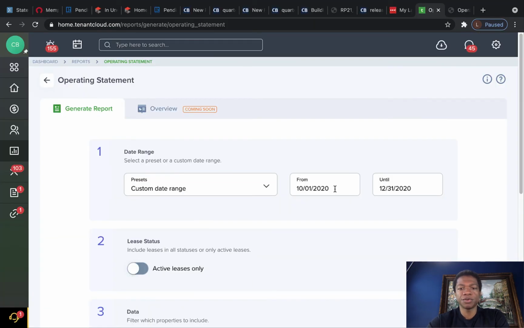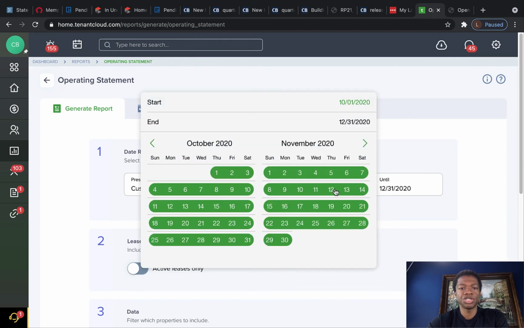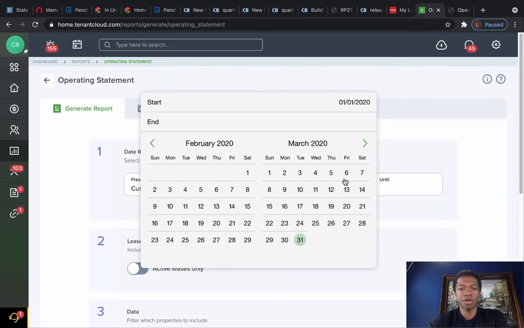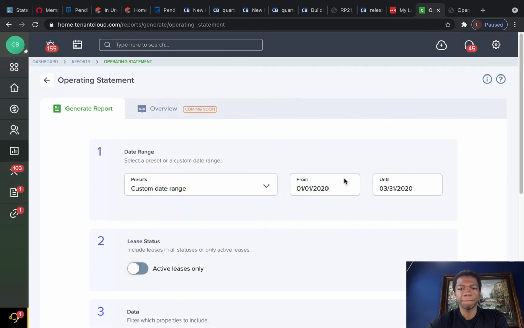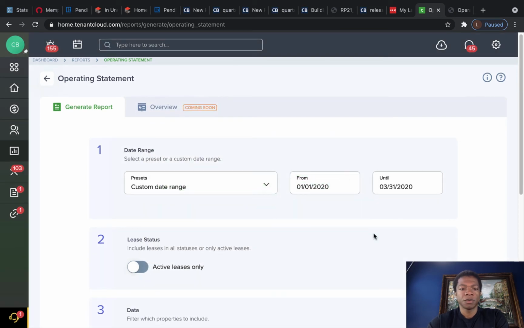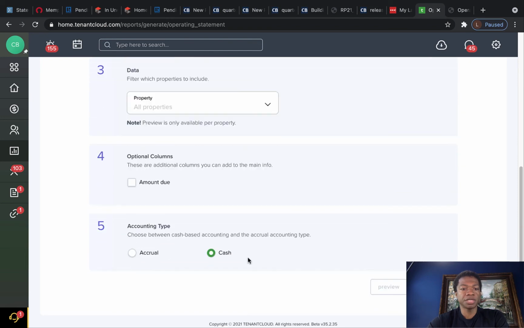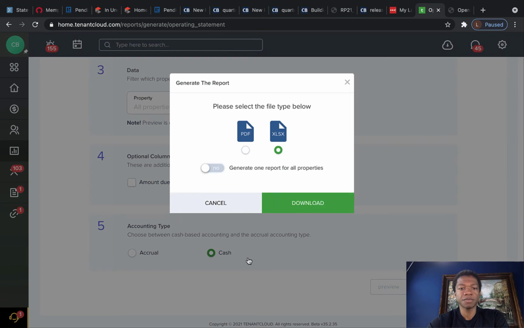So we want to do January of 2020. So we take a look back at January 1st and we go until March 31st. And we want to leave active leases off. We want to do all properties. We want to do cash, and let's download that one. And we'll just generate one report and we'll do PDF.